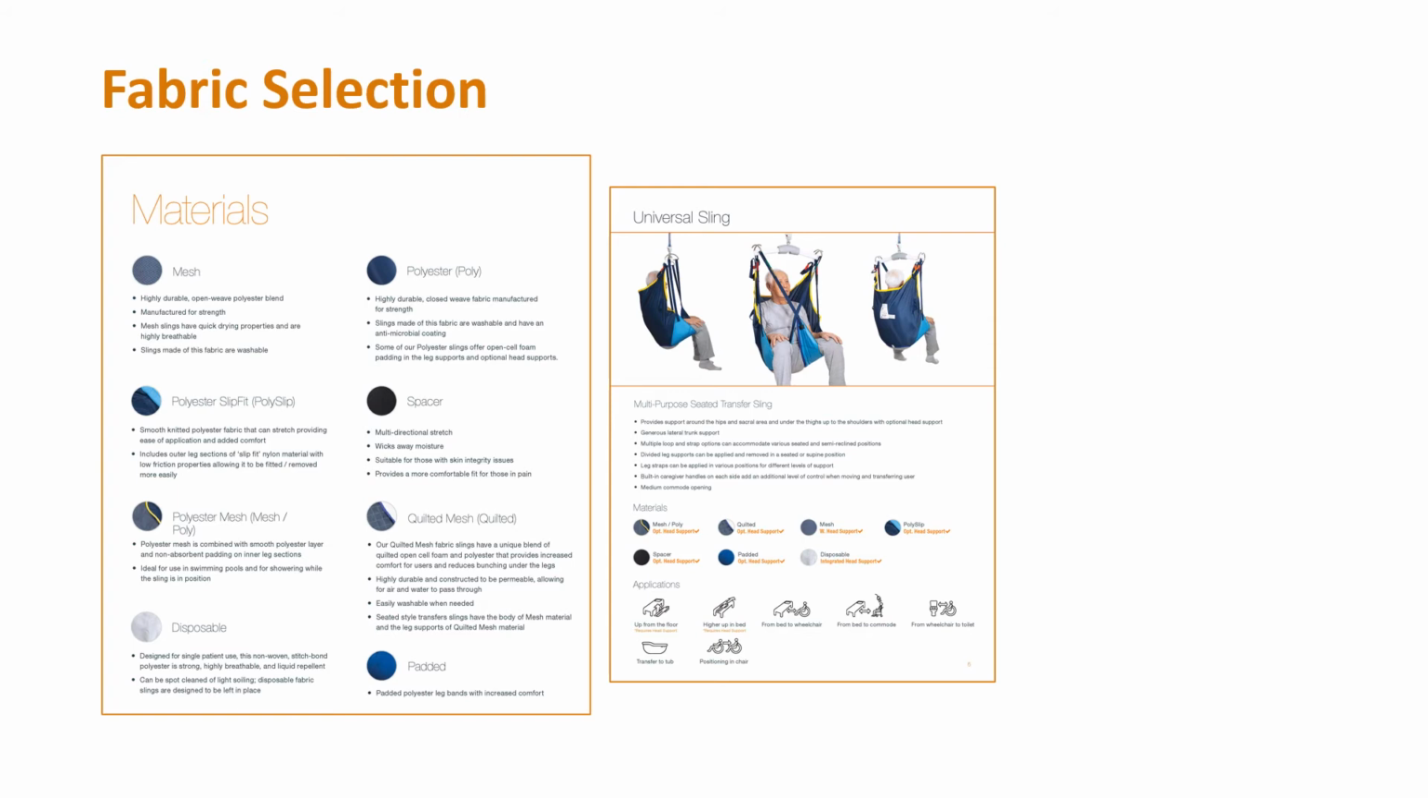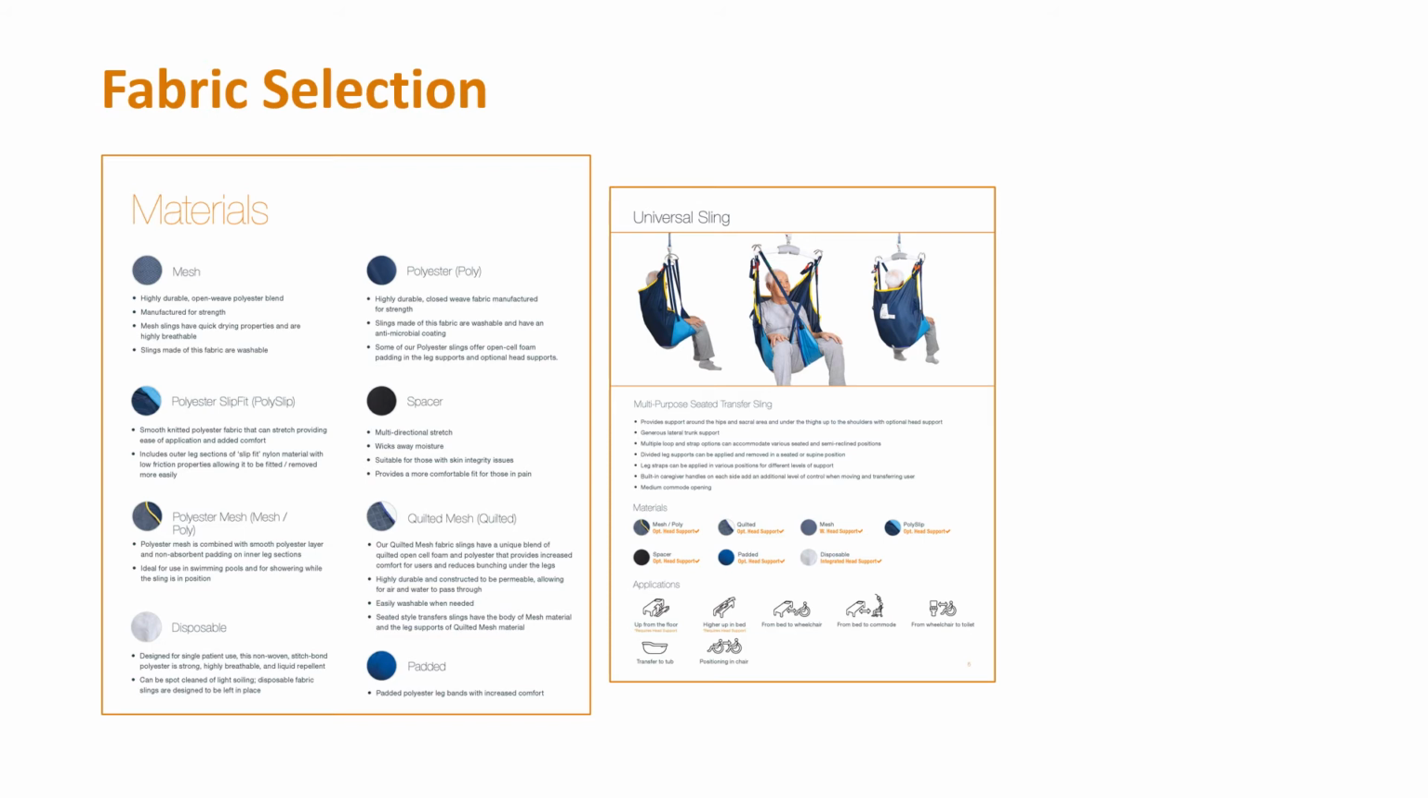The polyester mesh, also known as a mesh poly sling, is a combination of mesh fabric on the body of the sling and a smooth, comfortable polyester layer with non-absorbent padding on the inner leg bands of the sling. This fabric reduces the bunching effect under the thighs and may be suitable for bathing needs.